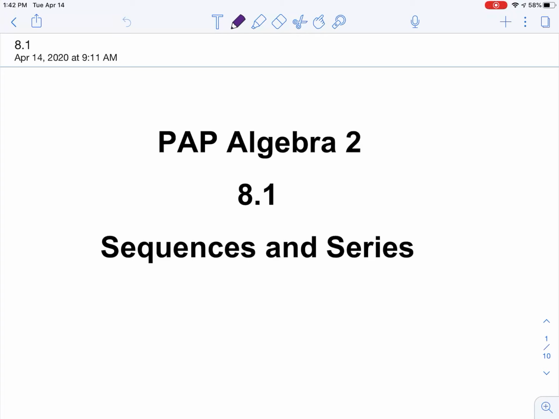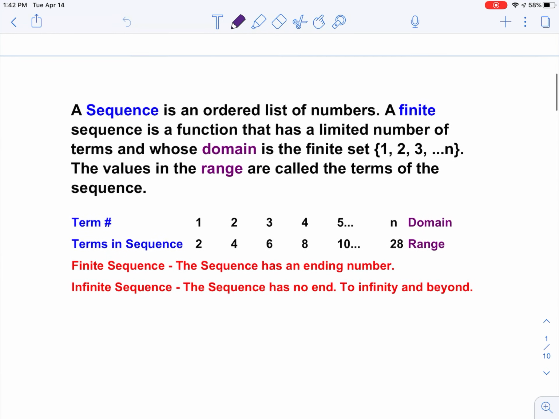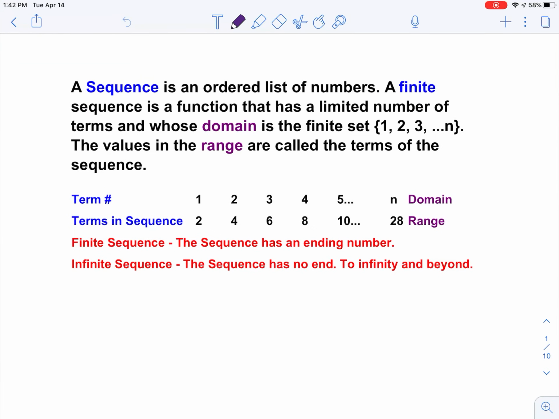So our next chapter, we are starting sequences and series. Today's is going to be kind of an overview of everything that we're going to see. So it's going to be a little bit longer. But a sequence is an ordered list of numbers, like 2, 4, 6, 8.